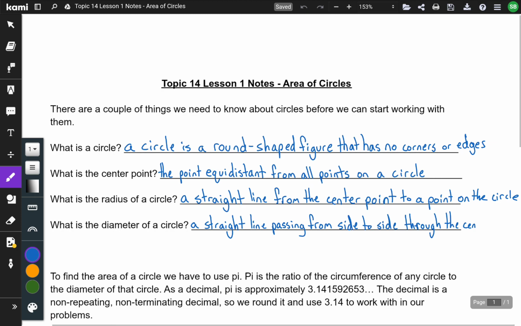Oh, I just refreshed. Sorry about that. All right, so let's start this one again here. What is the diameter of a circle? It is a straight line passing from side to side through the center point of the circle. Okay, and we're going to go through examples that have all those terms in it, so you will see those again.